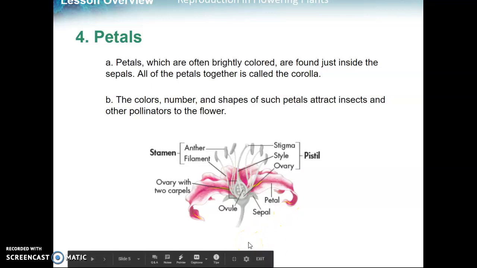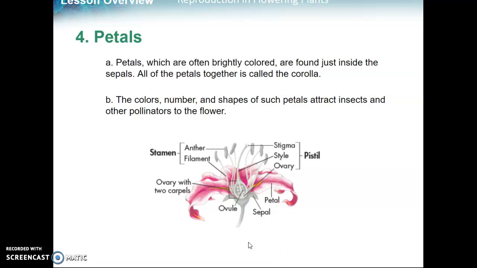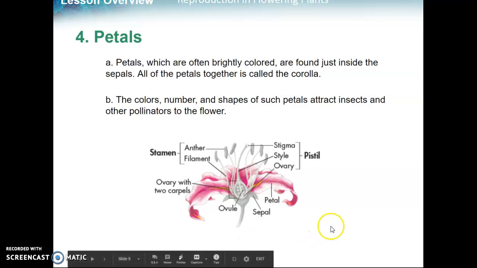The color of those petals, the number of the petals, the shapes, all these things are designed to attract insects and other animals to pollinate the flower. And we'll talk about what that means later. But the whole design of the flower, the way it looks, the way it smells, the way it's shaped, is designed to attract an insect, or a bee, which is an insect, or a bat, or a small mammal to come to that flower. And that's the reason why they're brightly colored and pretty.